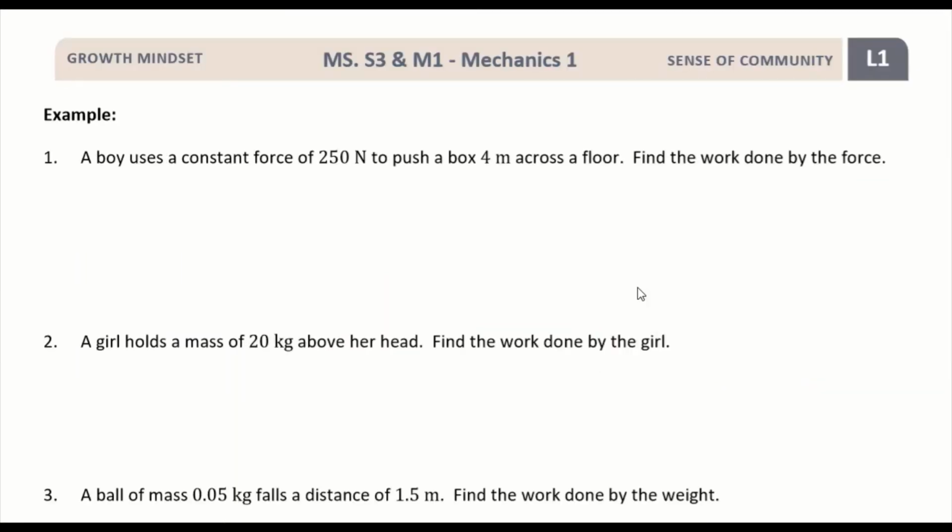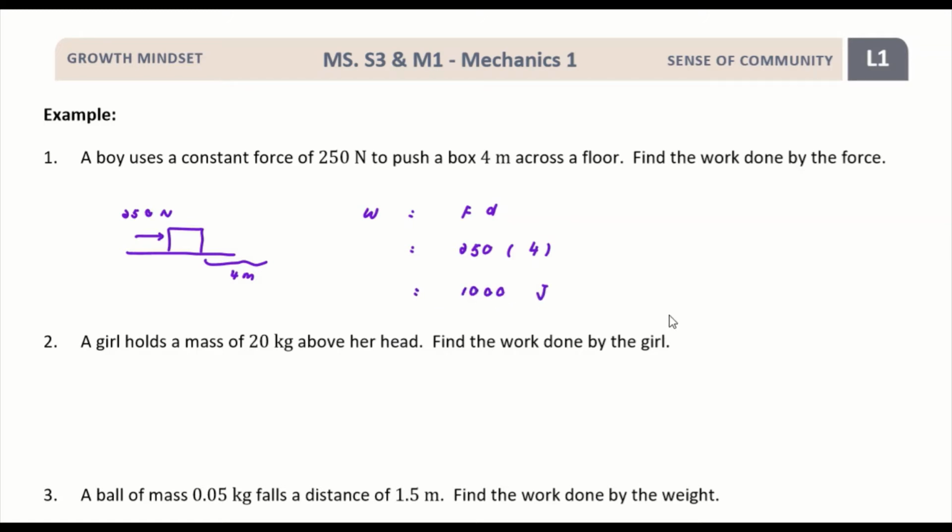Okay, let's look at three very simple examples. A boy used a constant force of 250 Newton to push a box, so that's the box, and he's trying to push it with 250 Newton for 4 meter across a floor. The work done by the force is very straightforward. The work done is equal to the force multiplied by the distance. So 250 Newton multiplied by 4 meter gives us 1000 joules.